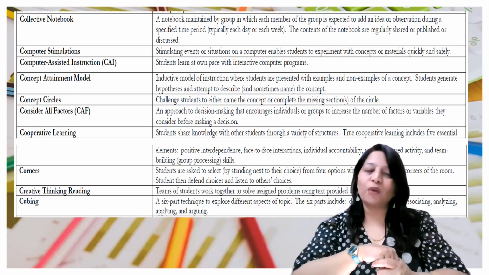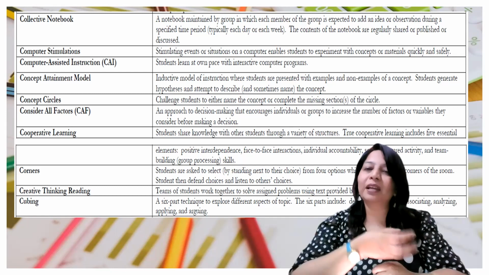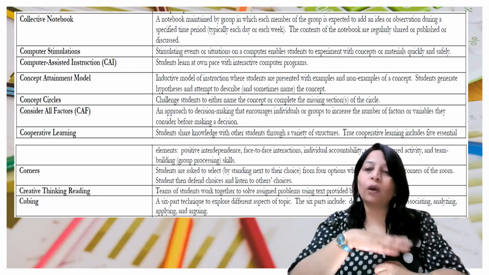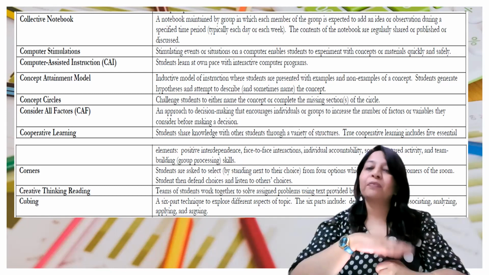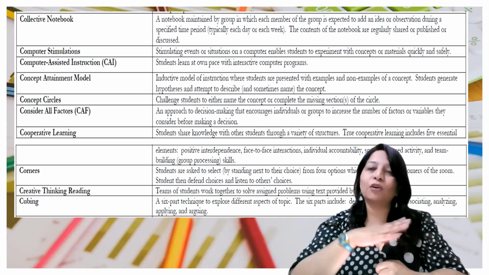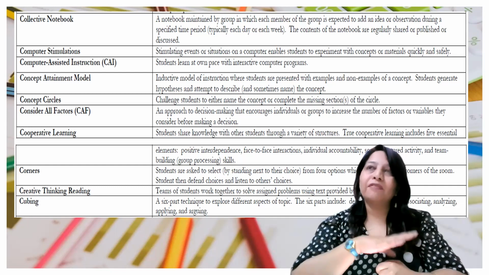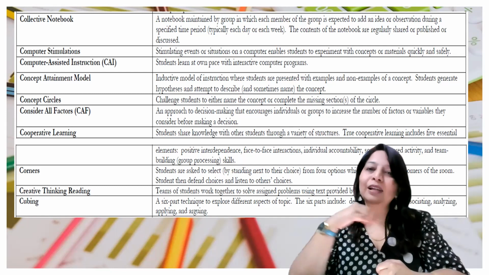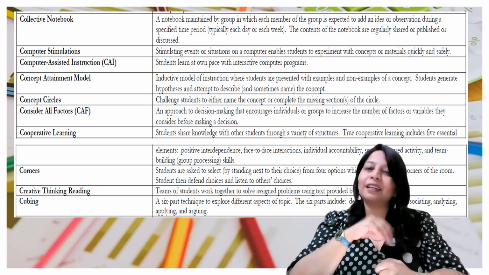The next one is Consider All Factors, CAF, an approach to decision making that encourages individuals or groups to increase the number of factors or variables they consider before making a decision. So let them decide their own variables, let them decide their own pointers that they consider before taking any decision. Consider all factors. I mean, if they are deciding something, concluding something, what all parameters they need to think about.